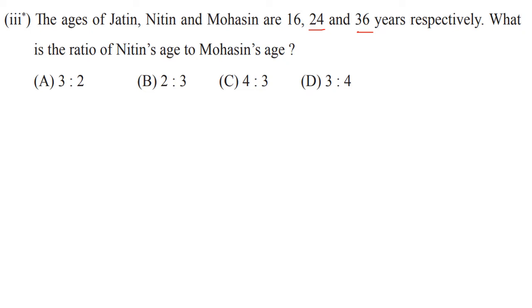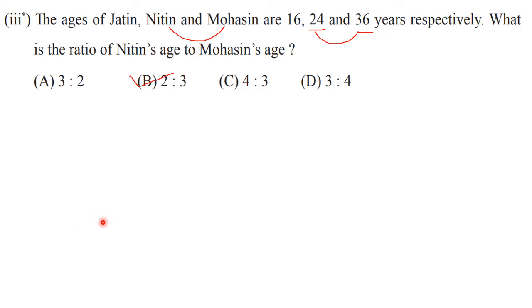And then you have to reduce it. See, Nitin and Mohsin, we have to consider only these two persons. And that is why we will consider only these two numbers. So 24 upon 36. You know that they are in the table of 12. 12 twos are 24 and 12 threes are 36. So the ratio is 2 is to 3. Therefore option B is the correct answer.